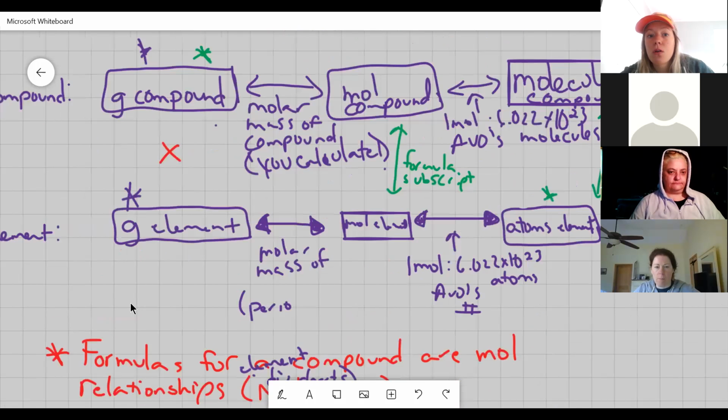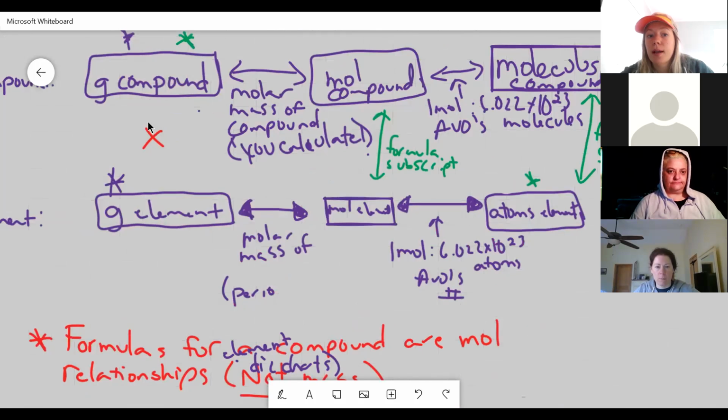Okay, the one thing to note on your flow chart, you cannot go directly between these two. That's why if you remember, I had you put like a red X or something there, because there is no gram to gram direct relationship like that. So keep that out.